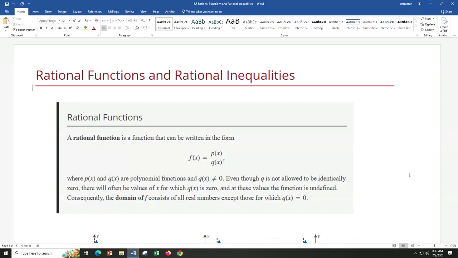But there's a caveat. Even though q is not allowed to be identically 0, there will often be values of x for which q of x is 0. That's basically saying you may get a bunch of answers. Remember, we're dealing with a function now, which means I can plug in any x I want. But there are some specific x's I can't have. Remember, restrictions. We're just not going to call them restrictions anymore. You're beyond that now.